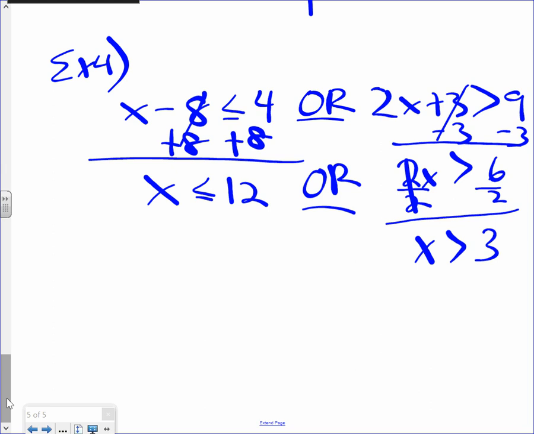We went over this yesterday. Here's my number line. There we go. x is greater than 3. Closed or open at 3? Open up. x not equal to 3. And x is less than or equal to 12.